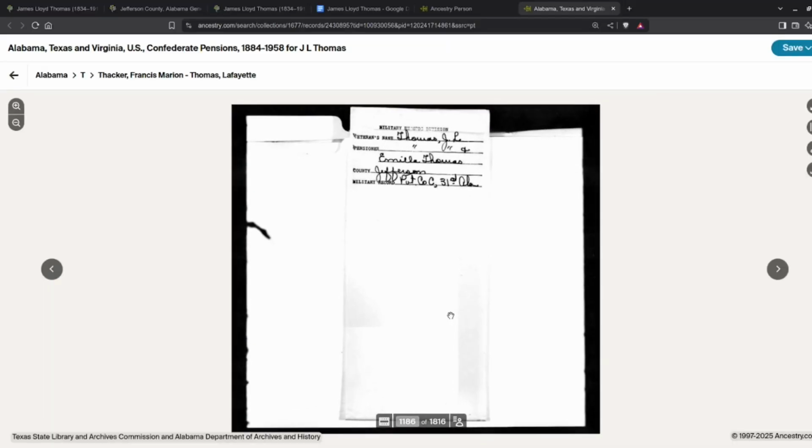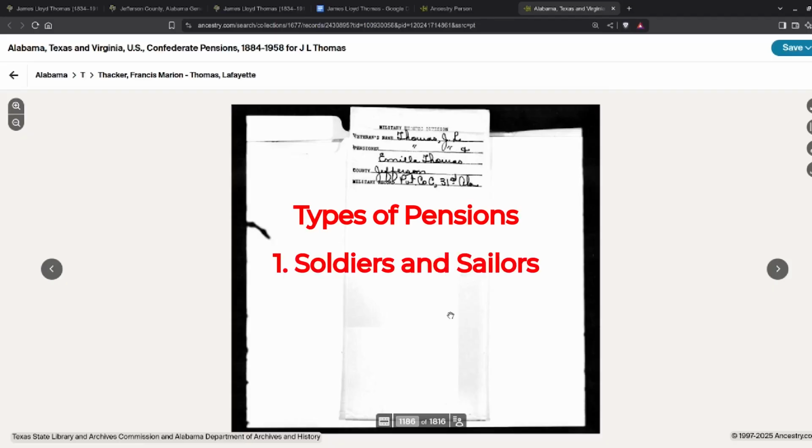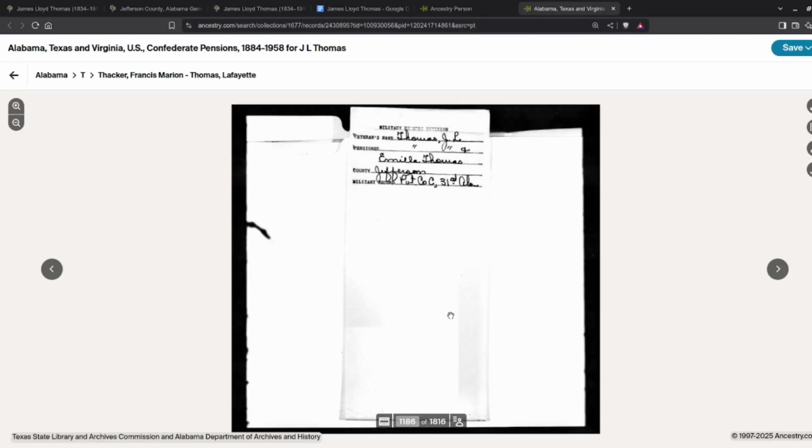Now this source record is a little bit mixed up. So there are three types of pension applications that you can look at. The first is a survivor, the second is a widow application, and then the third is a rejection. And this particular folder has both. So we're going to take a look at each document and see what we can learn about J.L. Thomas. And so let's go in here.